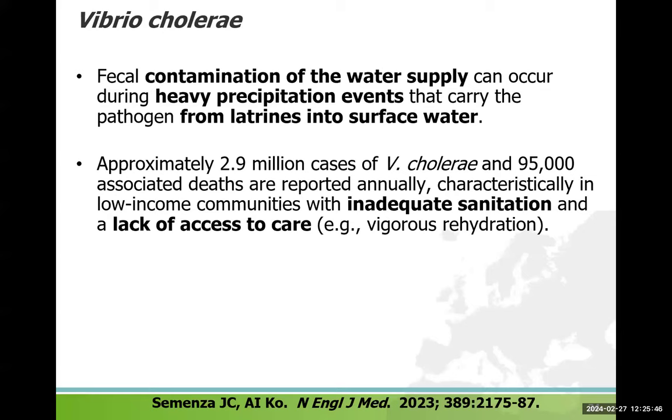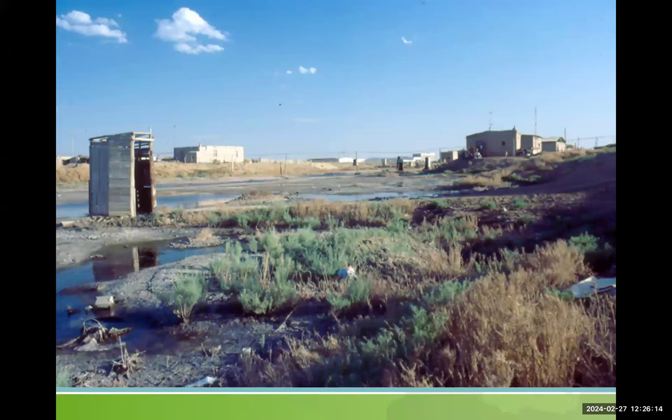It turns out we have something like almost 3 million cases of cholera annually, with something like 95,000 case deaths as well. And that's, as I mentioned, due to inadequate sanitation and hygiene and people that lack access to care, because you can obviously intervene with cholera with vigorous rehydration. But this is an example of a latrine that stands in an area with a high water table, and you can see how it gets in touch with surface water.